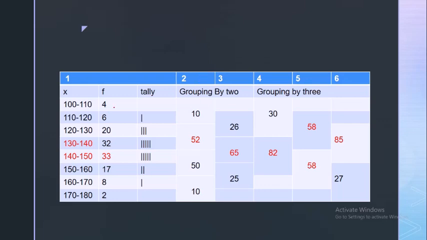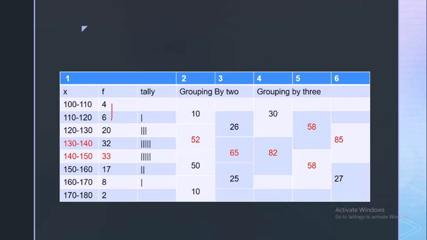So what I have done here is I grouped 4 and 6, and I got 10. Then 2 and 32 gives 52, 33 and 17 gives 50, 8 plus 2 is 10. In the third column, I left the first frequency and grouped 6 plus 20, 26, 32 plus 33, 65, 17 plus 8, 25. With 2, I don't have anyone to pair with, so I just left 2.